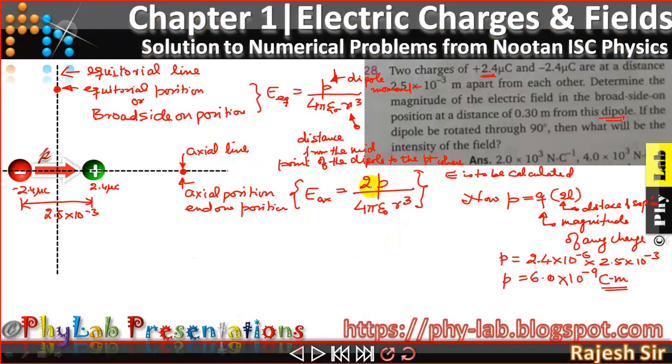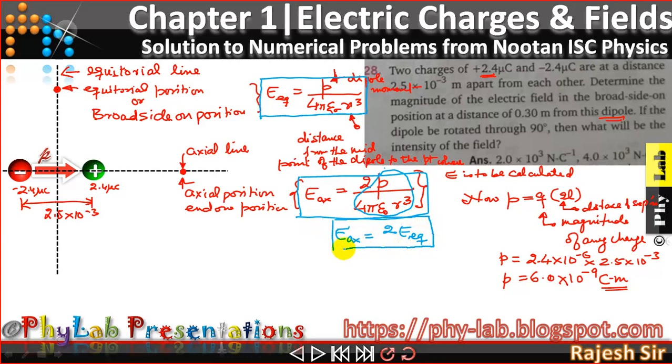Now before I move on to the second part of the problem, I would like you to pay attention to these two formulas that you have just now seen: the electric field at the equatorial position and the electric field at the axial position, friends. Now if you notice minutely, you will find that the electric field at the axial position happens to be twice the electric field at the equatorial position. So you should take care about this minute observation, that the electric field at the axial position is twice the electric field at the equatorial position.